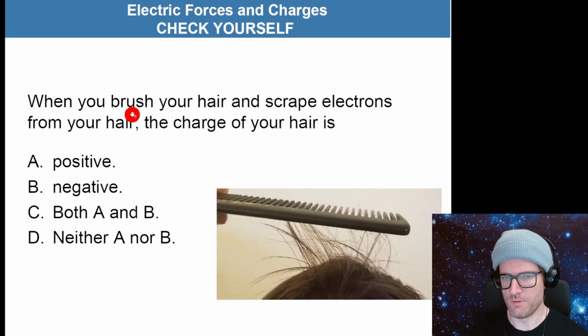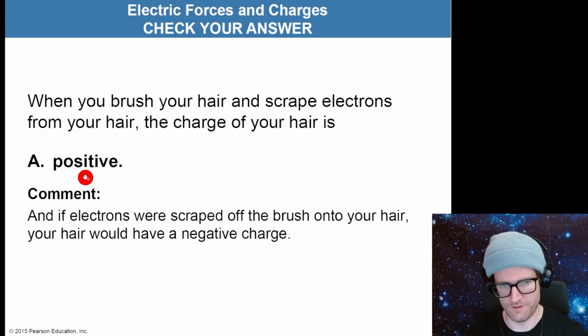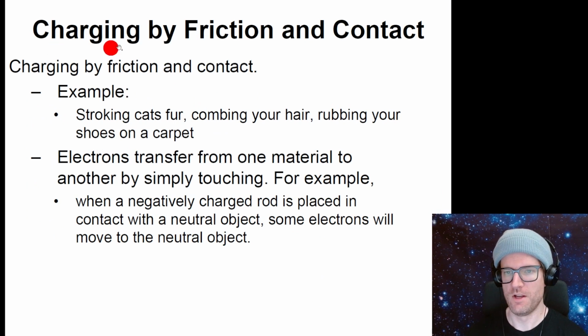Okay, when you brush your hair and scrape electrons from your hair and put them in the comb, then the electrons are leaving the hair and going into the comb, and the charge of your hair will be positive, because electrons are getting pulled out of the hair.